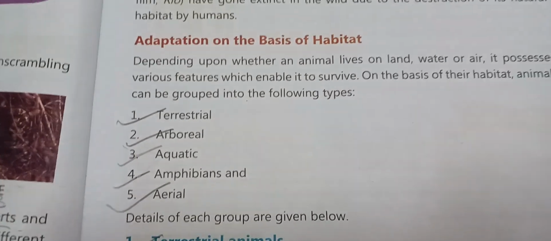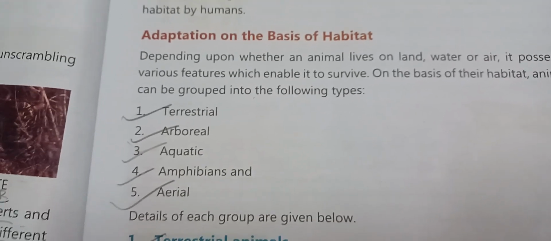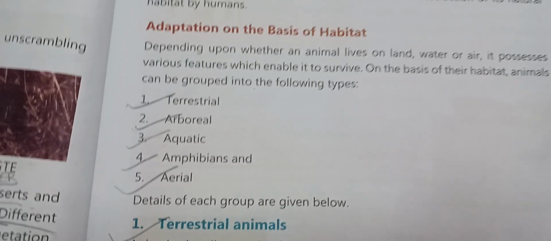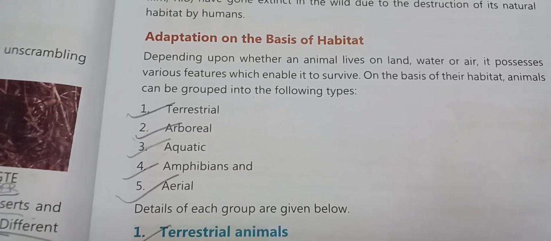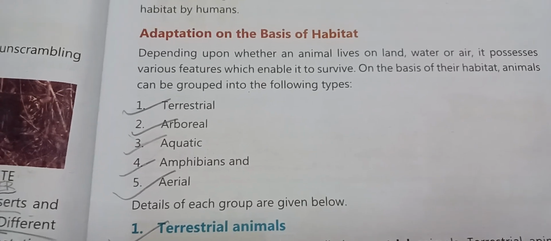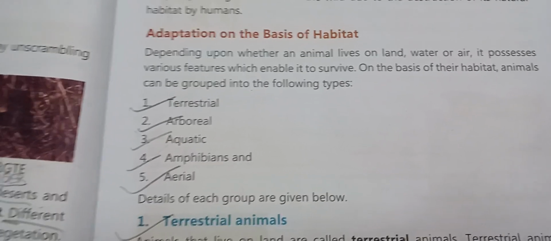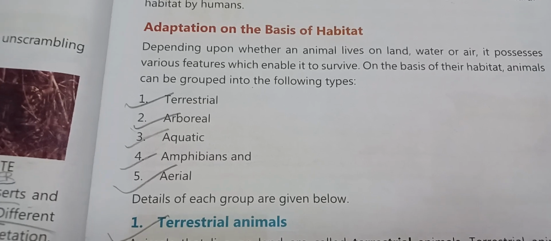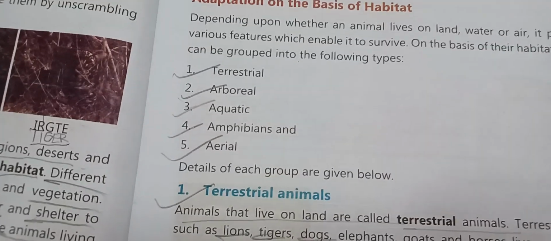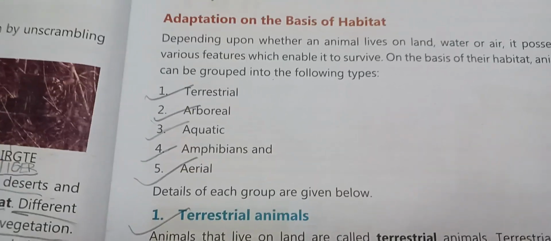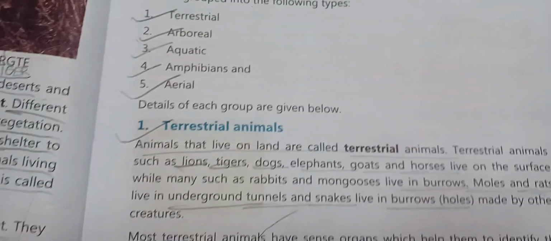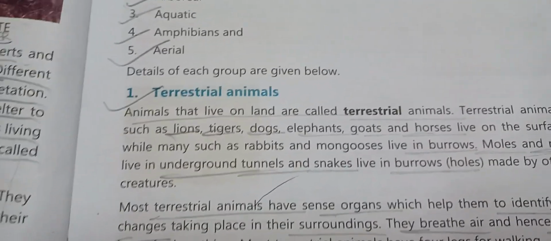Now we are going to read about adaptation on the basis of habitat. Depending upon whether an animal lives on land, water, or air, it possesses various features which enable it to survive. On the basis of their habitat, animals can be grouped into the following types: terrestrial, arboreal, aquatic, amphibians, and aerial. Details of each group are given below.